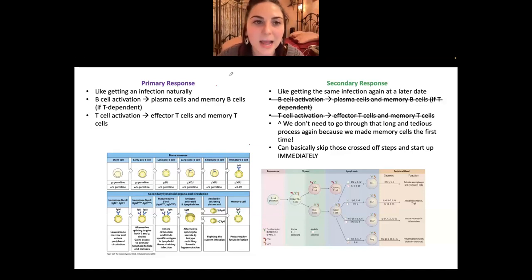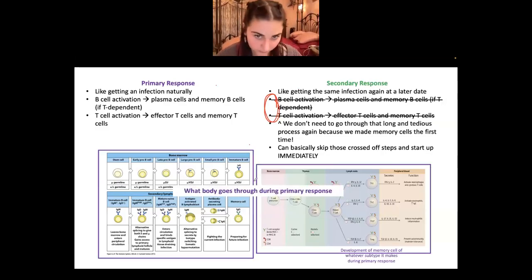But the second time you see that same antigen, it's kind of like getting the same infection again later, you don't need to go through these again. We don't need to go through B cell activation and make more memory cells and plasma cells. We already have memory cells, right? We don't need to do that. And that's the same idea with T cells. We don't need to do this again. So that's why it's saying you can basically skip these 2 steps and just start immediately. So we're basically ruling this out.